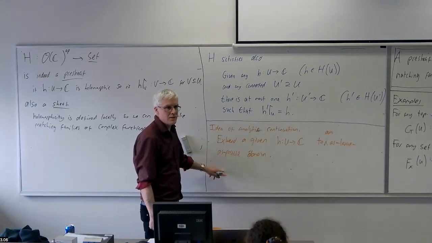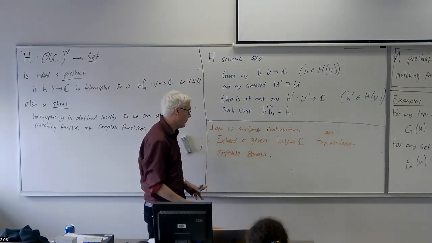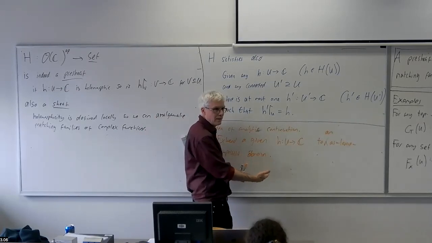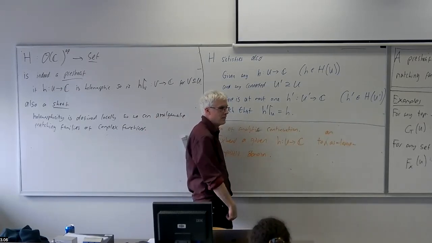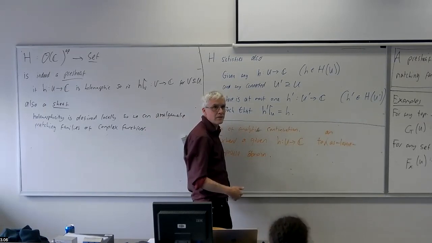However, this is too naive. This idea, as I've formulated it, is naive and doesn't quite work. You can't find, in general, as large a possible domain as a subset of the complex numbers for which this works. So I think that's a good point to break. You can think about that.